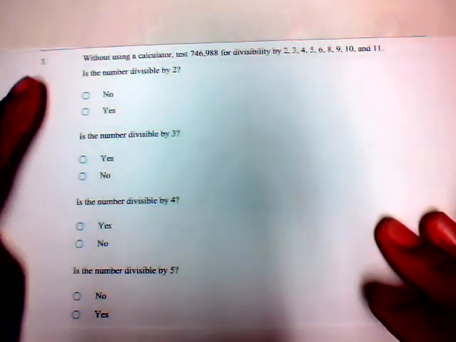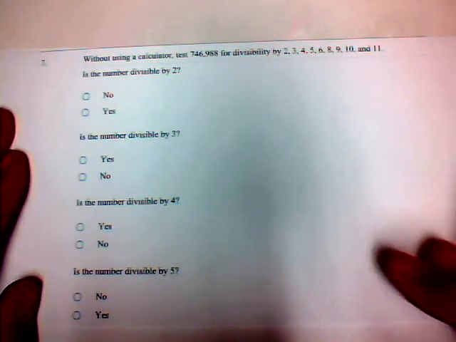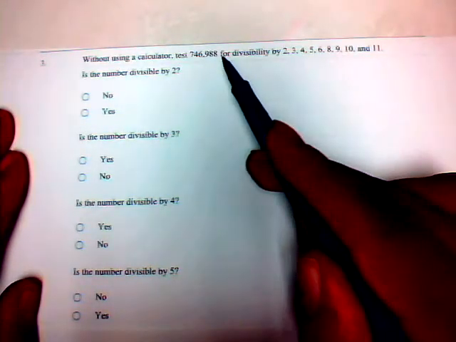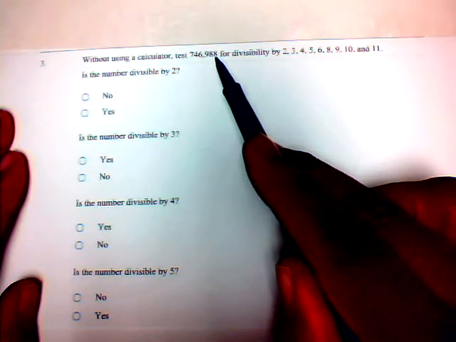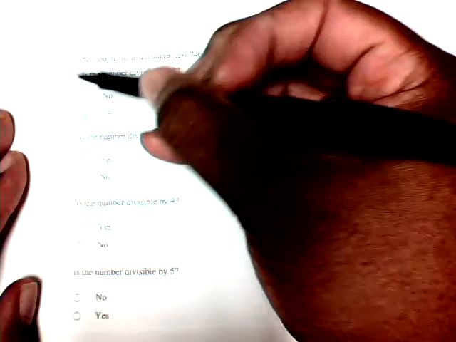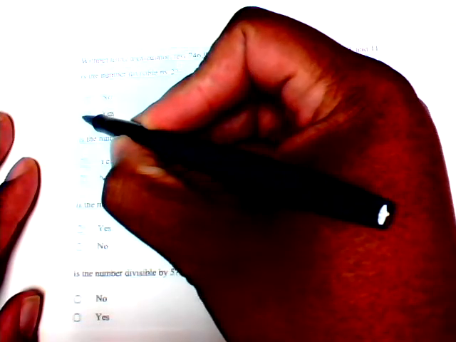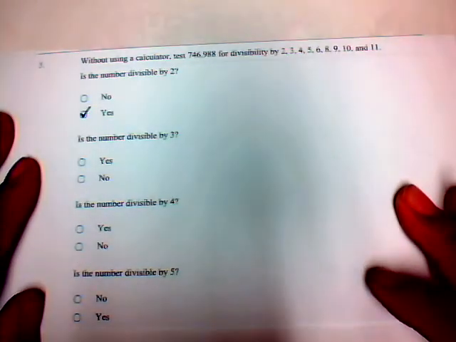All right, to start, is this number divisible by 2? Well, obviously, the last digit is an 8. And 8 is divisible by 2, so the entire number itself is divisible by 2. So we say yes on this one. This number is divisible by 2.